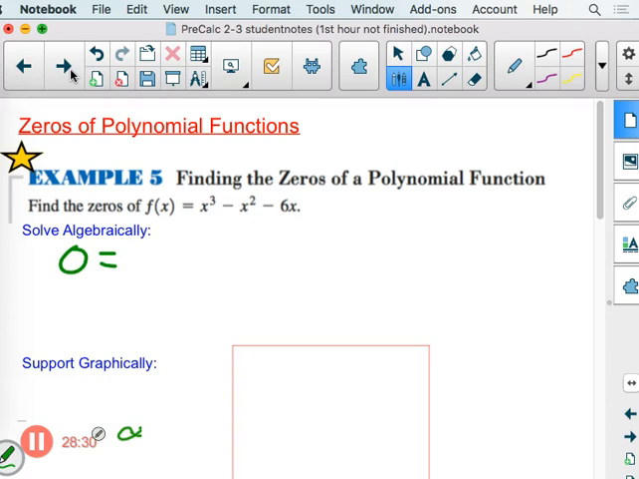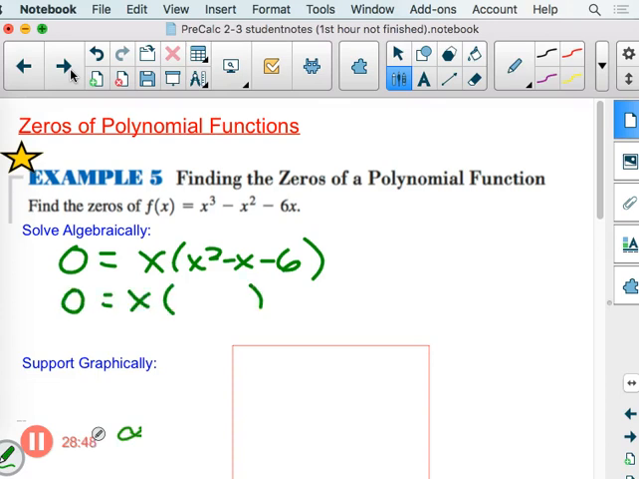And the first thing we always check is, is there a greatest common factor we could pull out of all of this? What do you see? Take an x. Then we'd look for perfect square trinomials. Is that a perfect square trinomial? No, a negative 6 in fact is not.